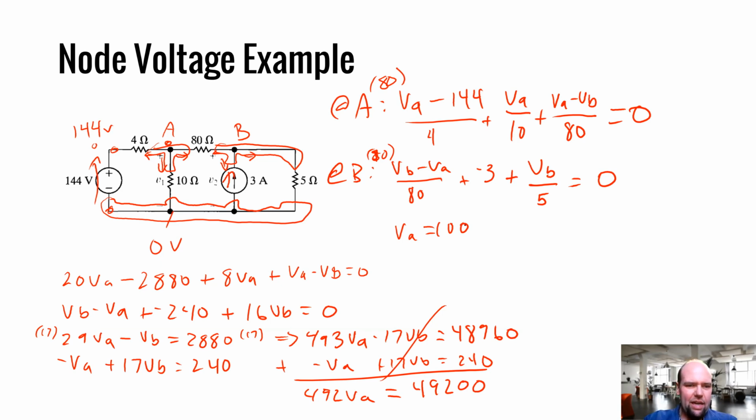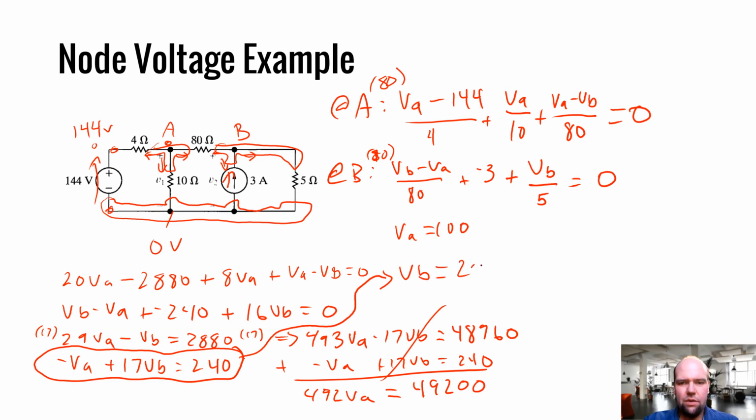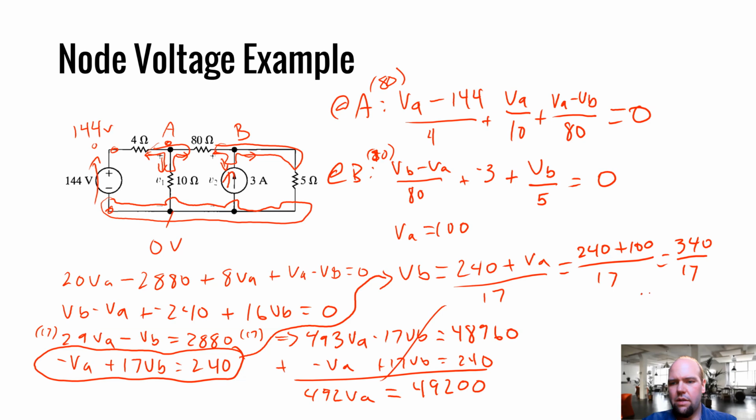And then plugging that back in, let's take this expression and rewrite it up here as VB equals 240 plus VA divided by 17. That's going to be 240 plus 100 divided by 17. So 340 divided by 17 is going to be 20. Cool. So VA was 100 and VB was 20. Always nice when it comes out clean like that.